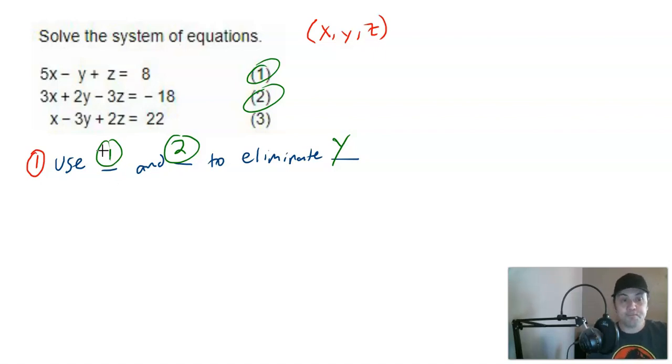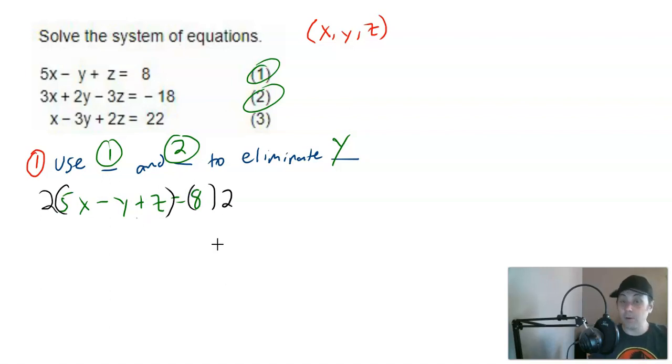To eliminate y with these first two equations, I need to have a 2 here, right? Because if I have negative 2y plus 2y, those would cancel each other out. So to get a 2 here on this first equation, I'm going to have to multiply both sides of the equation by 2. All right, so this is the first equation. We'll multiply both sides of this equation by 2.